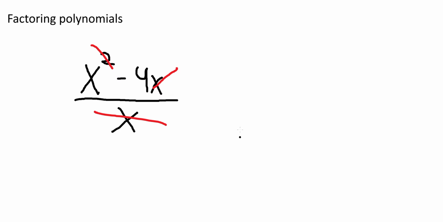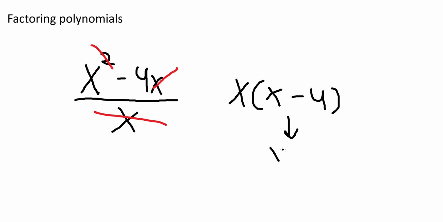So how would you write this? It'd be x times x minus 4. You notice if we do the math and we distribute the x right here, you go back to where you were at the beginning, x squared minus 4x. I hope that was pretty easy to understand.